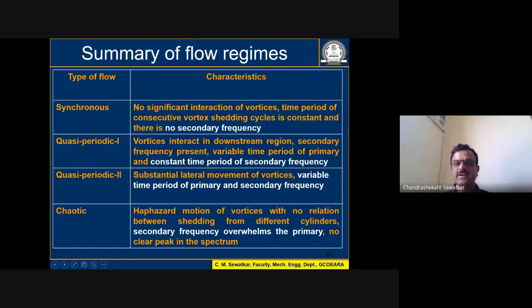Quasi-periodic 2 has substantial lateral movement of vortices. The time periods of both the primary and secondary frequencies are variable. Both are variable here, only one is variable in the previous case, and here nothing is variable. I mean, the time period is not variable in that case. In the first case the time period is variable, and in the secondary frequency too, so primary and secondary are both variable. And in chaotic flow there is a haphazard motion of vortices with no relation between shedding from different cylinders, and no clear peak in the spectrum is seen.